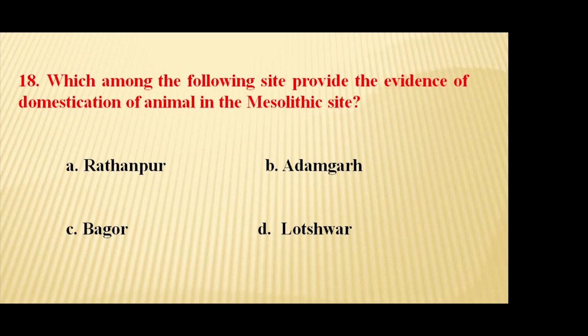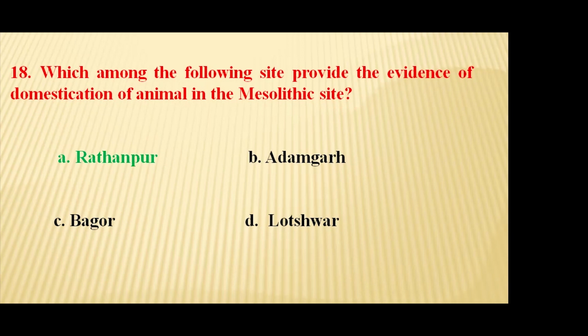Question number 18. Which among the following sites provides the evidence of domestication of animals in the Mesolithic period? Option A, Rathanpur, option B, Adamgarh, option C, Bagor, option D, Lotheshwar. And the correct answer is option A, Rathanpur.